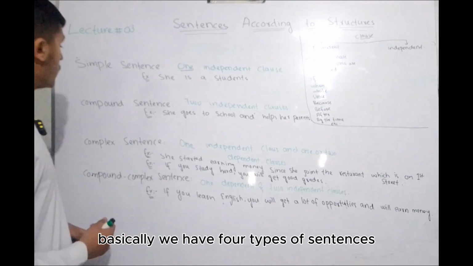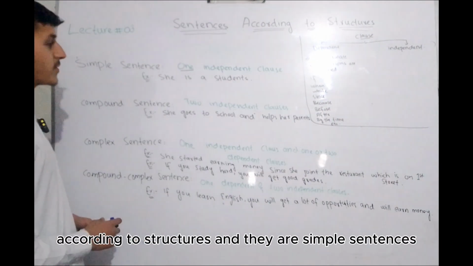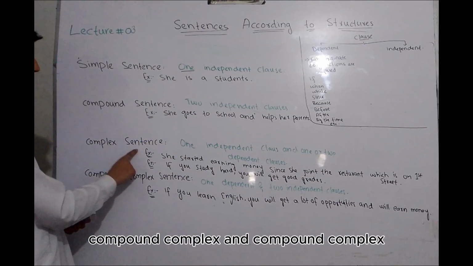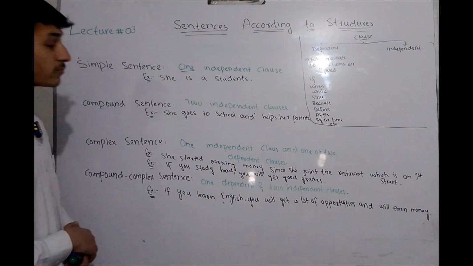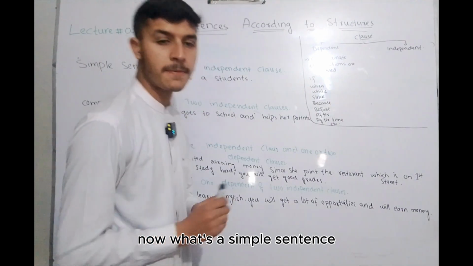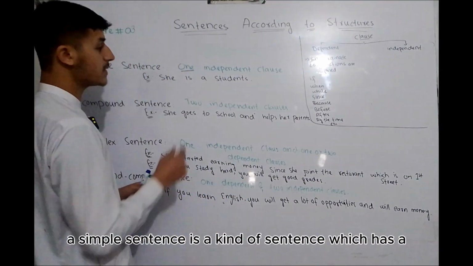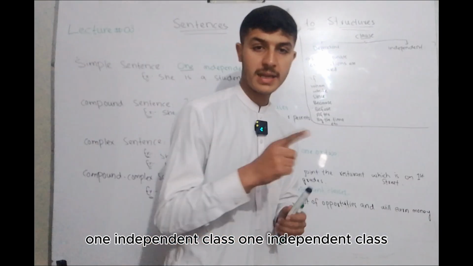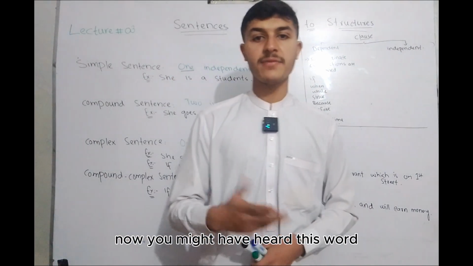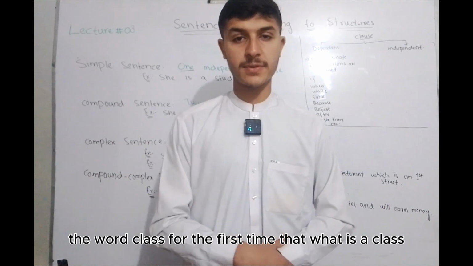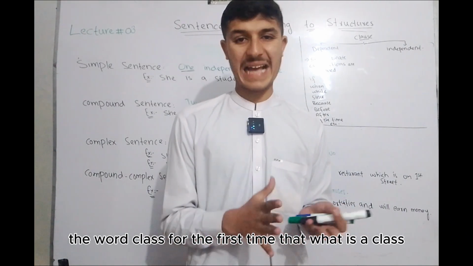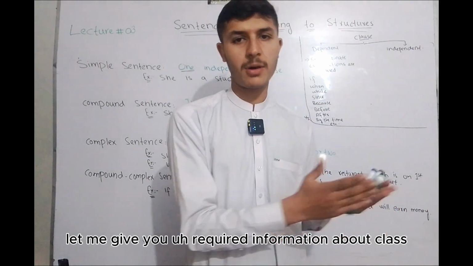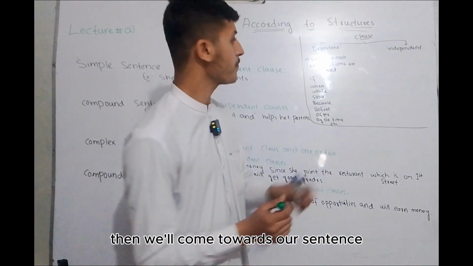Basically, we have four types of sentences according to structures, and they are simple, compound, complex, and compound complex. Now, what's a simple sentence? A simple sentence is a kind of sentence which has one independent clause. Now, you might have heard this word, clause, for the first time. What is a clause? Let me give you the required information about clauses, then we'll come back to our sentence.